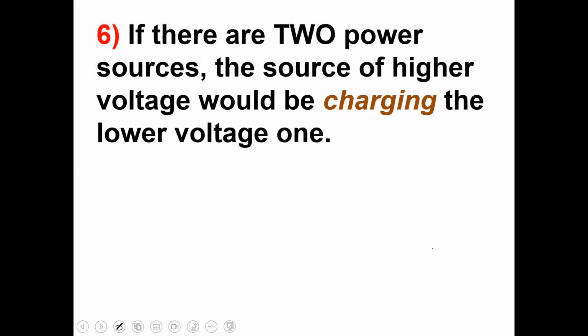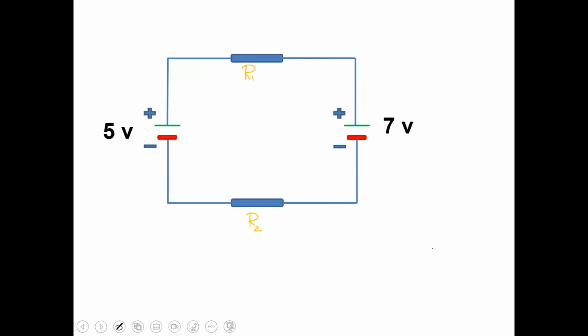Number 6: if there are two power sources, the source of higher voltage would be charging the lower voltage one. This is a very important concept. It has appeared many times in our past papers. The concept says that when there are two power sources, like in our house, if you have a KSC power supply, the main power supply from the power plant, and also you have a generator.